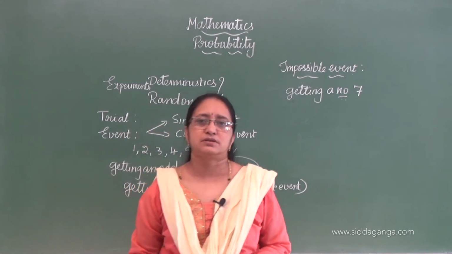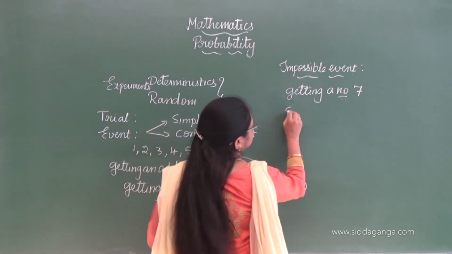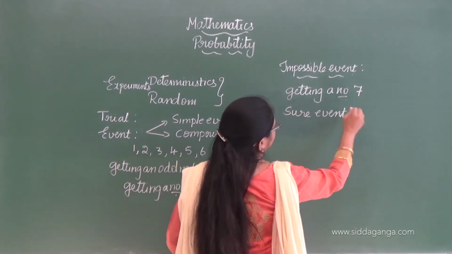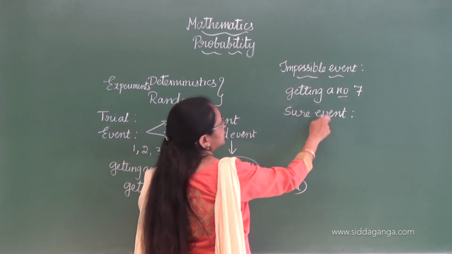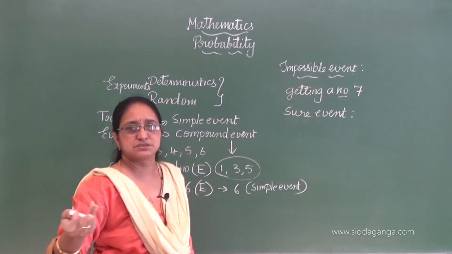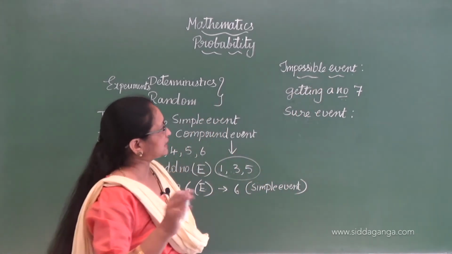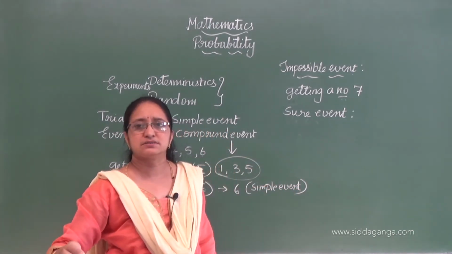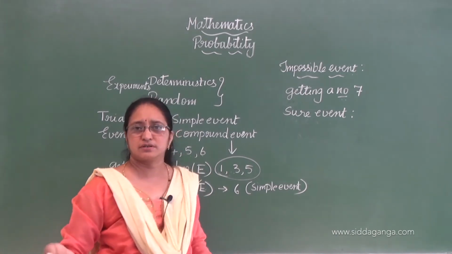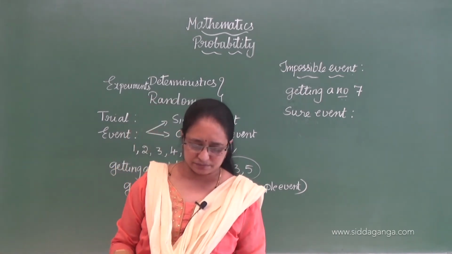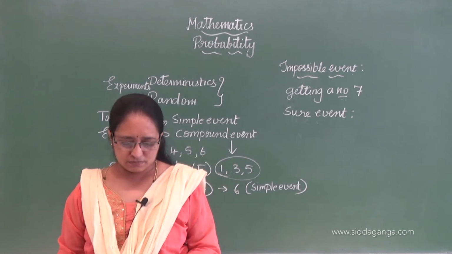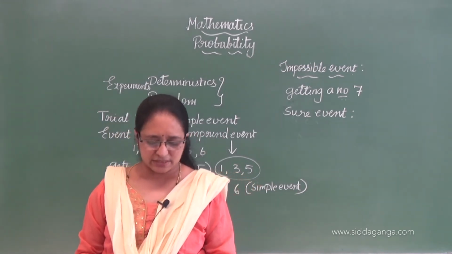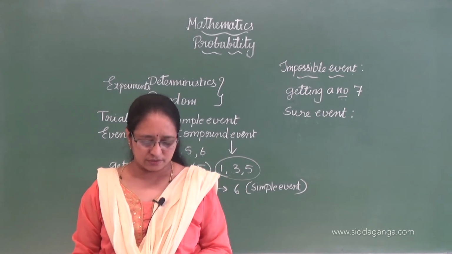Next is sure event. I hope you understood the meaning of this. Sure event and impossible event, they are opposite. See, again getting a number 6 when you roll a dice, yes, it is a sure event, but there. So the event which always occurs when the experiment is carried out is called a sure event.